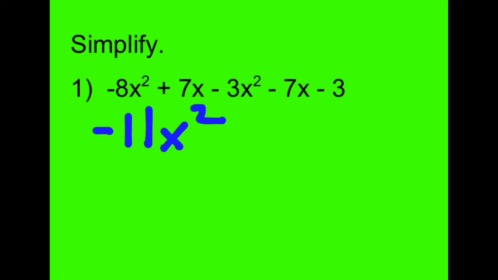Then you also have a positive 7x and a negative 7x. Now, positive 7 and negative 7 cancel out, and you're simply left with 0. And you don't even have to write 0 down. I know a lot of people did this. They did like plus 0x. You don't need to write anything down there. You can just leave that blank.